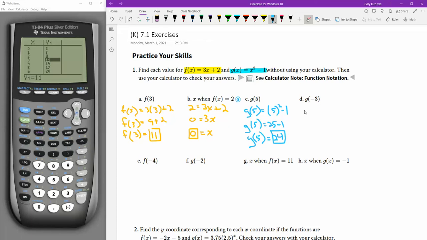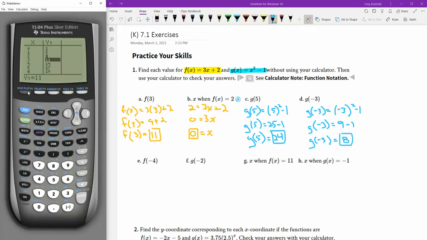What about g of negative 3? Well, same thing. Instead of plugging in x or 5, we're going to plug negative 3 or substitute negative 3 into this. Remember that that is a negative being squared, so that's 9. So g of negative 3 is 9 minus 1, or 8.